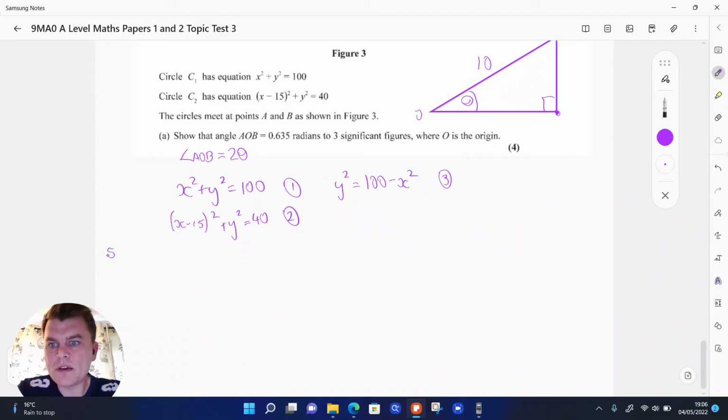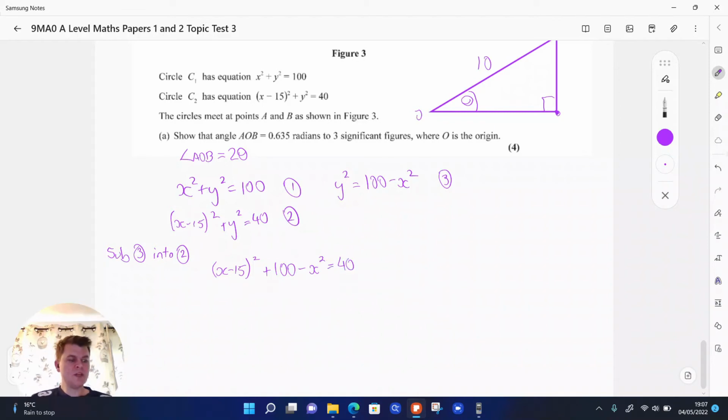Now I'm going to sub my value for y squared into 2. So we've got (x minus 15) squared, and then that is plus 100 minus x squared equals 40. Do a little bit of expansion.